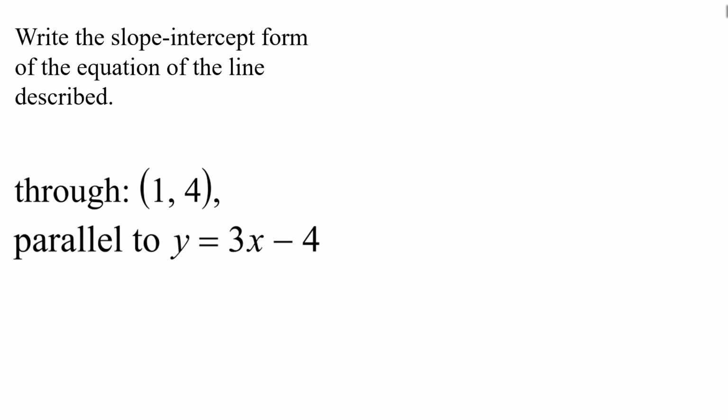Write an equation in slope-intercept form for the line described, and we want a line that's going through the point (1, 4), but it's parallel to y = 3x - 4. Now remember, parallel lines have the same slope. We did talk about that in this series of lessons about parallel lines.